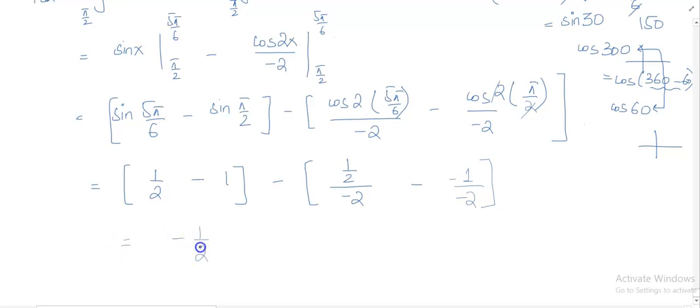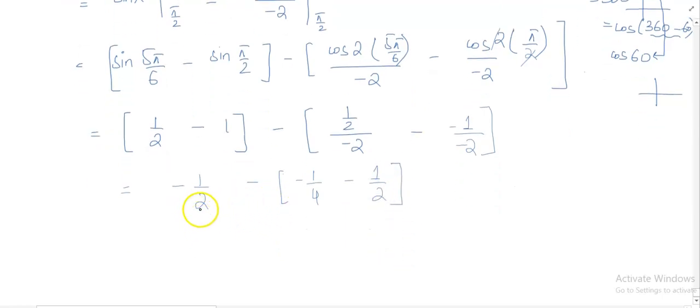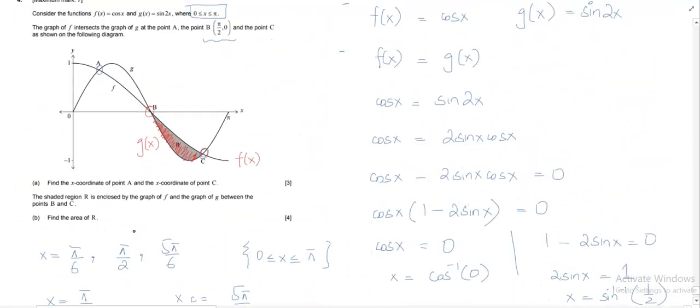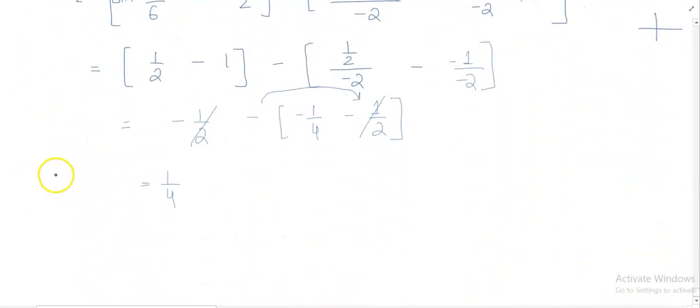So I have -1/2 minus, so this becomes -1/4, and then I have -1/2. When I add them together, these two get cancelled out, and the obvious reason is that there is a negative outside, so this negative will make it positive and it will get cancelled out with this 1/2. At the end I'm left with the answer, which is 1/4. This means that the area enclosed by this region R is 1/4. So at the end I'll write area R is equal to 1/4, and that's my answer. Thank you.